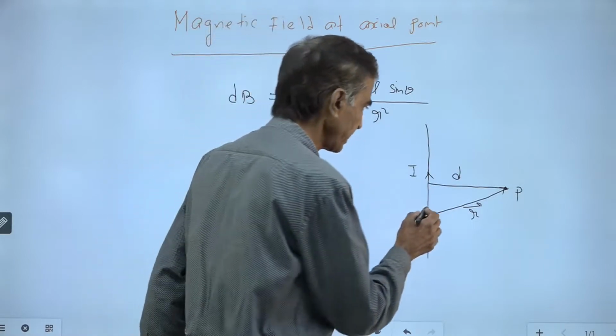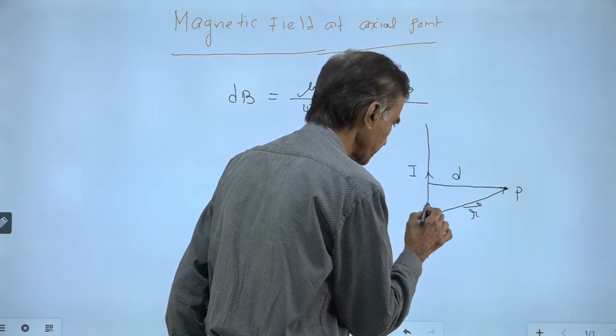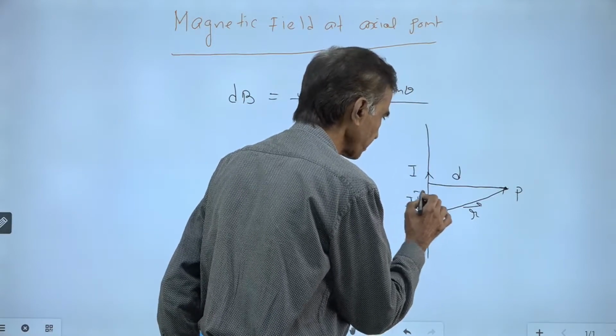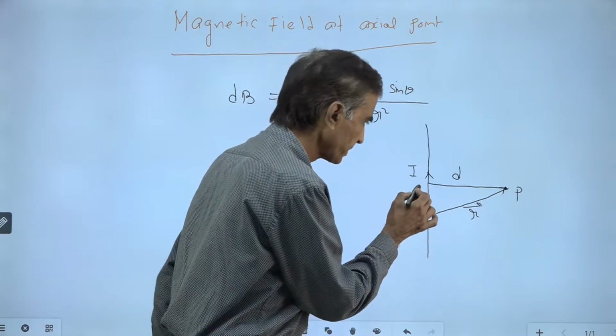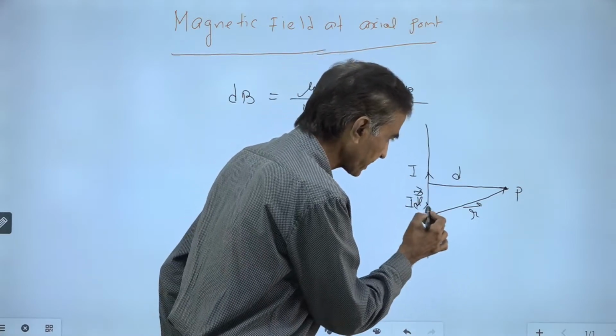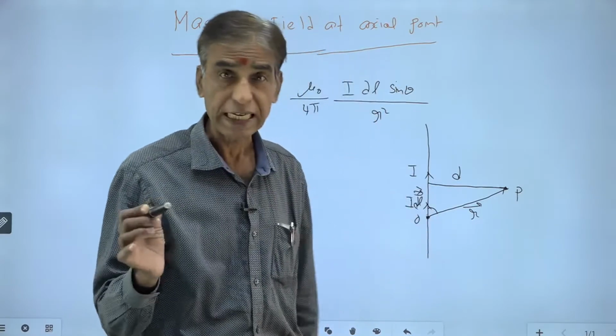So, this is my current element direction, isn't it? I am taking this as my IDL, my current element vector. This is my current element vector. So, this position vector is making an angle with our current element.